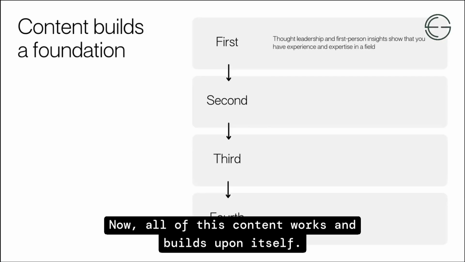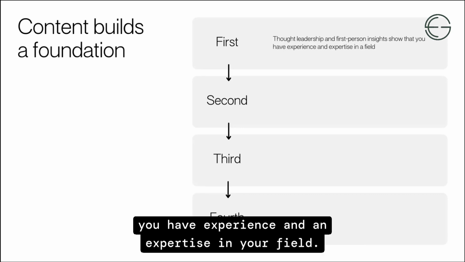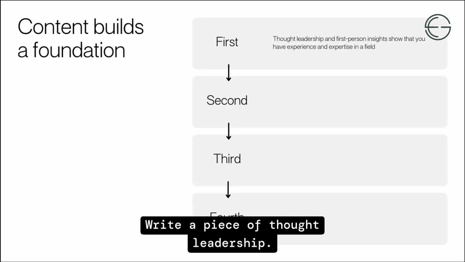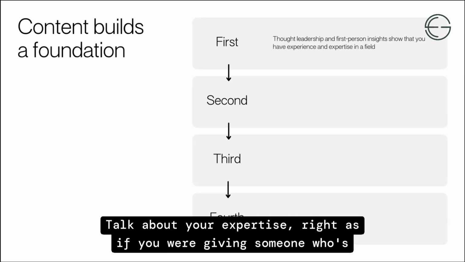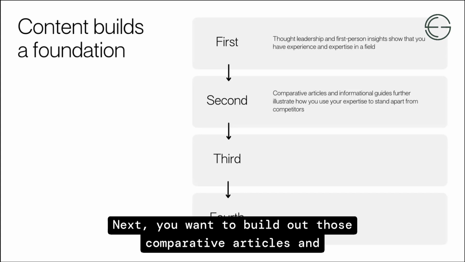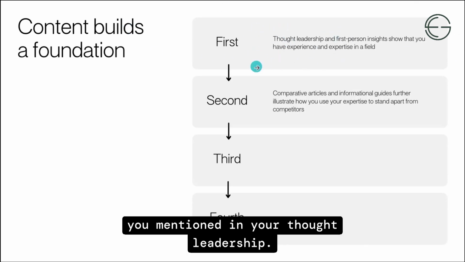Now, all of this content works and builds upon itself. So first off, thought leadership and first-person insights show that you have experience and an expertise in your field. So if you have nothing on your website right now, start with that. Write a piece of thought leadership. Talk about your expertise. Write as if you were giving someone who's come to you your expert opinion on their issue. Next, you want to build out those comparative articles and informational guides to illustrate how you use the expertise that you mentioned in your thought leadership.